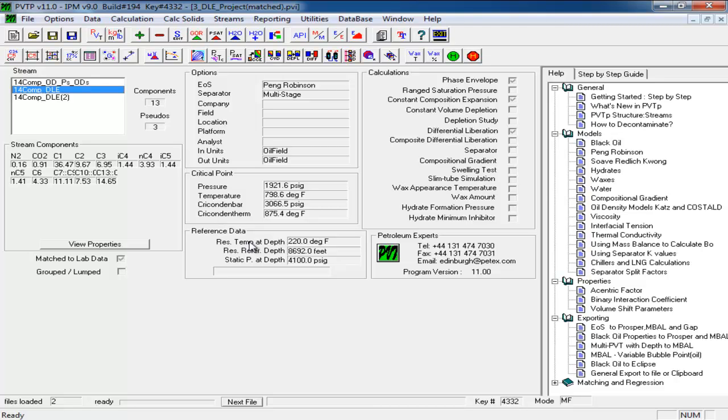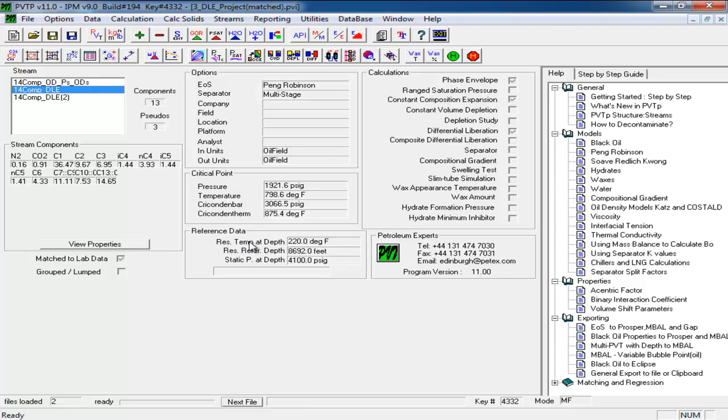So again, I will repeat. Last week we had homework, in which we tried to match DLE while keeping CCE and BSAT data matched. When I say CCE data, it means relative volume. When I say BSAT data, it means the bubble point pressure and the oil density at this pressure. So we already matched those in step 1 and step 2. So now we want to match DLE.